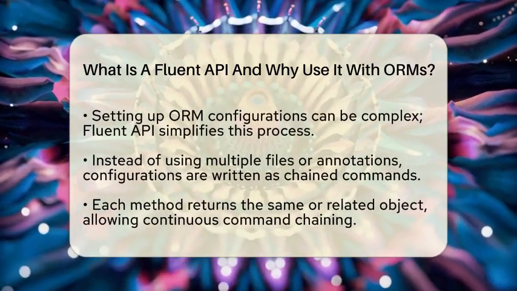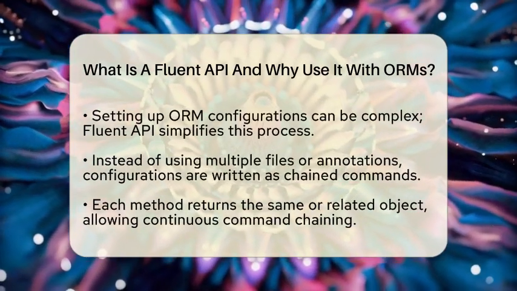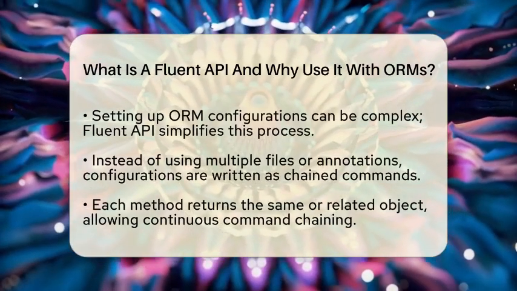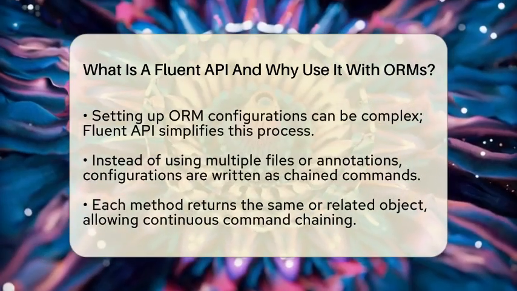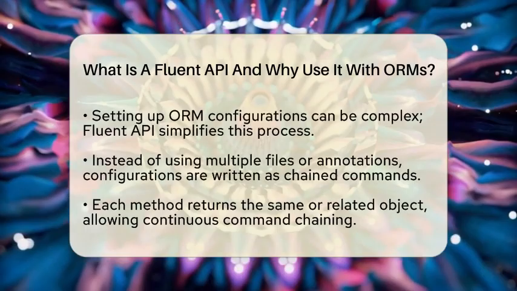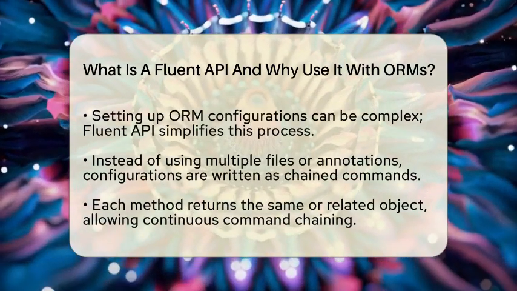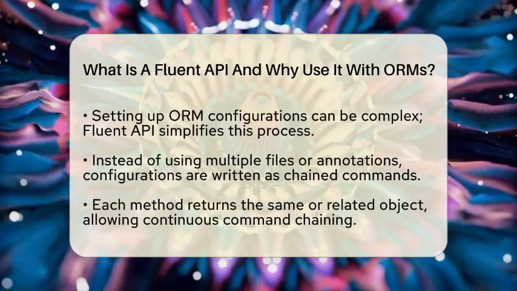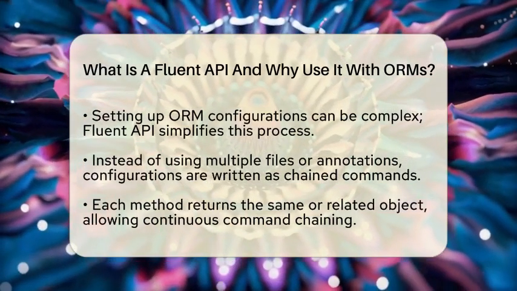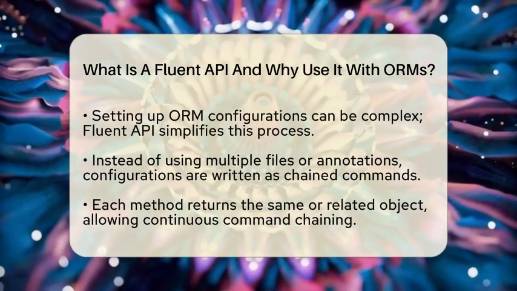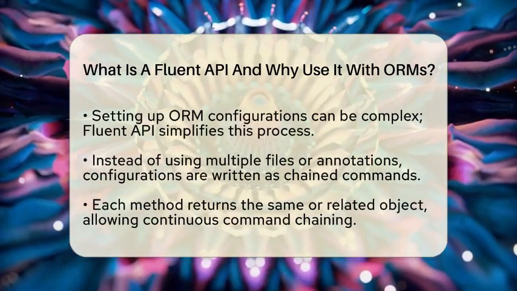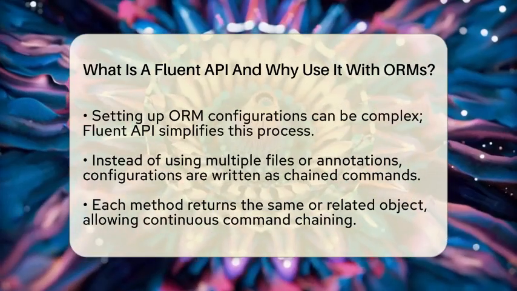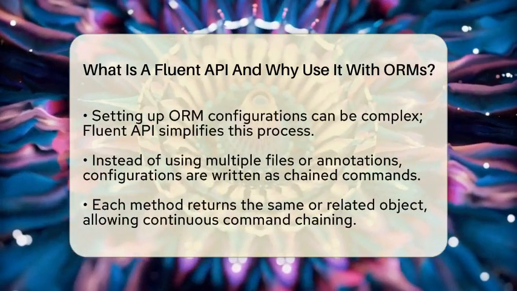Instead of scattering configuration details across many files or using lots of annotations, you write a series of chained commands. These commands tell the ORM how to set up tables, relationships, and constraints. Each method returns the same object or a related one, so you can keep adding instructions without breaking the flow. This makes your code more readable and easier to understand at a glance.